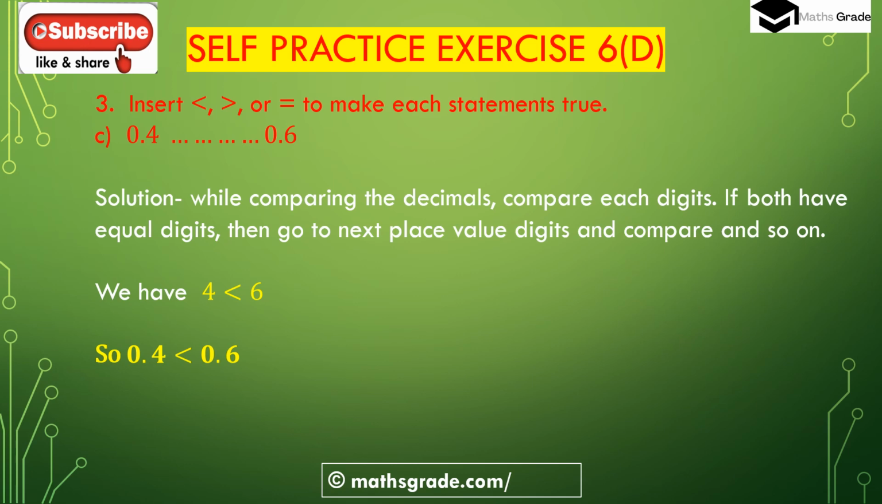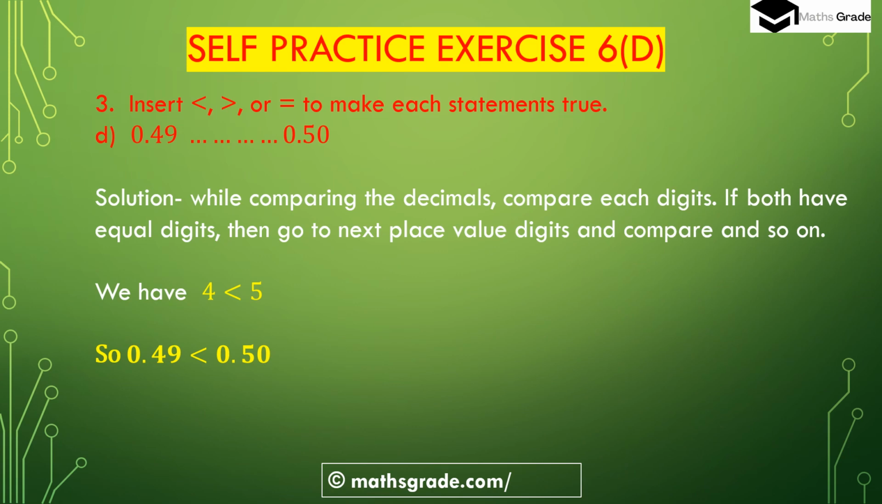Both have equal digits, so we have to go to the decimal place value digits. Here in 0.4, after the decimal point 4 is there, and in 0.6, after the decimal point 6 is there. We know 4 is less than 6, so 0.4 will be less than 0.6. So 0.4 is less than 0.6.